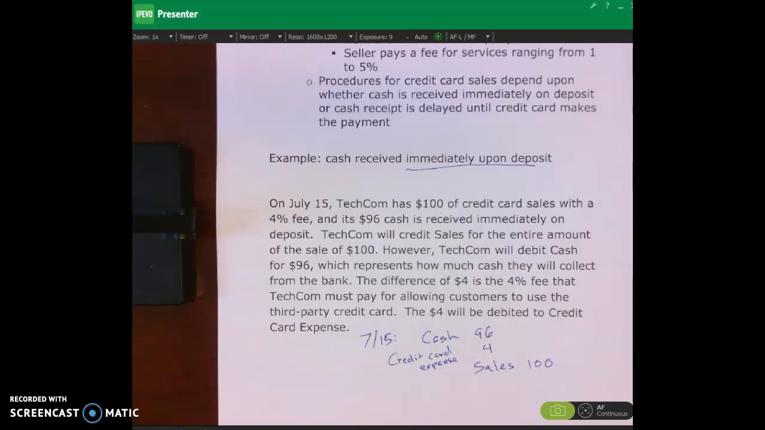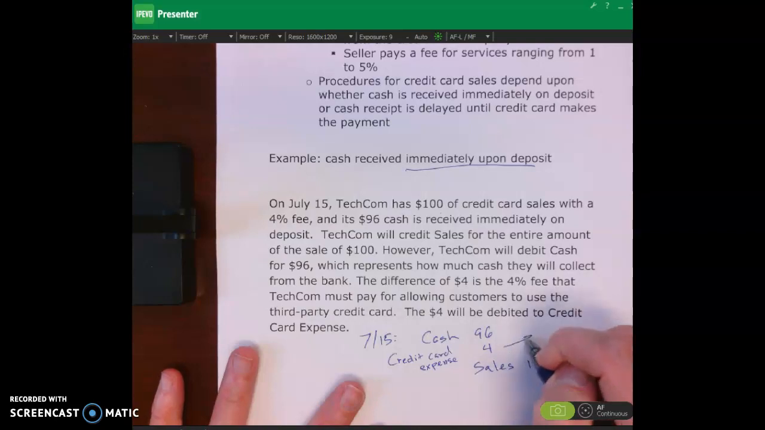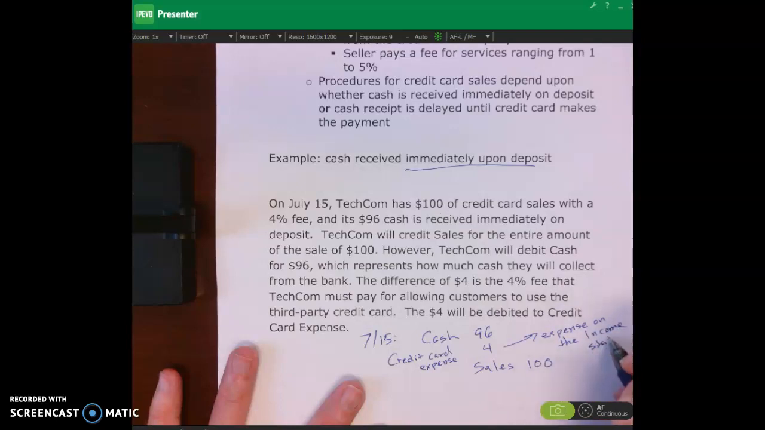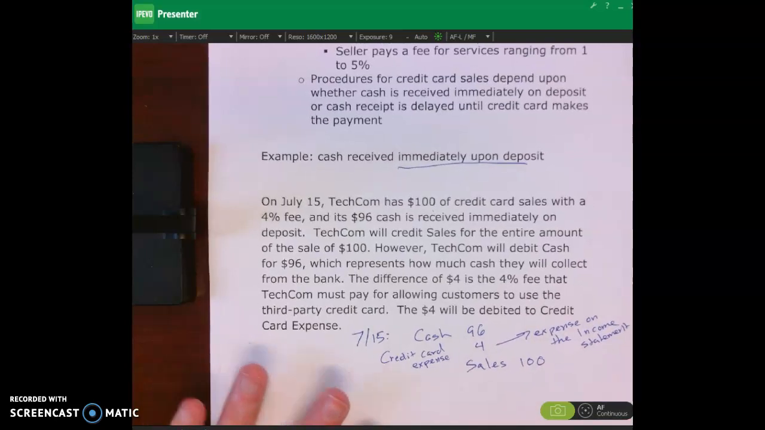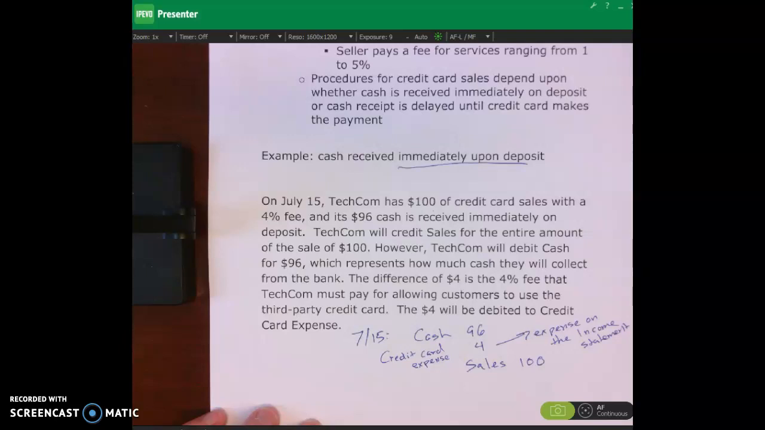You have to do this. You have to pay the credit card company for using the credit card, and this is another expense on the income statement. So remember, as our expenses go up, our net income will decrease. So this will decrease our net income.